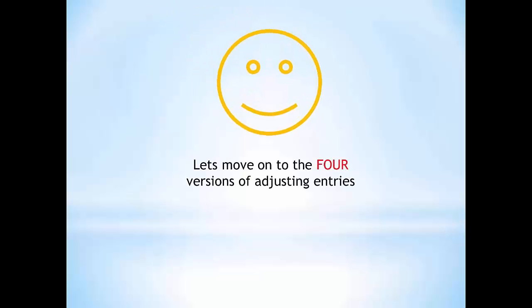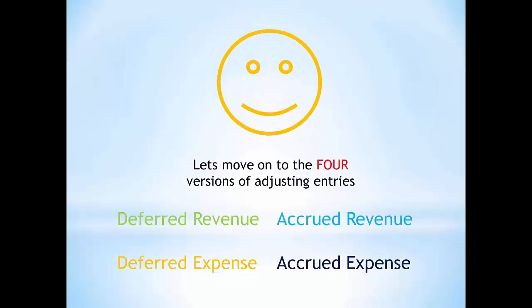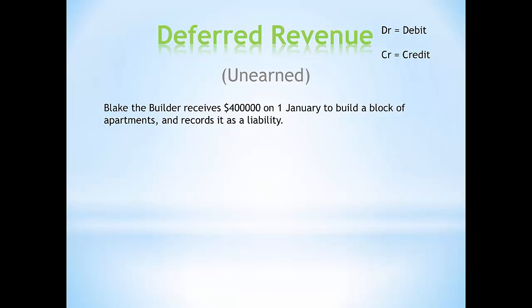There are 4 versions of adjusting entries and I've provided an example for each. Deferred revenue. Revenue that is unearned. In this example, the asset of cash is received and recorded as a liability. Unearned revenue is a liability representing a future obligation by a business.